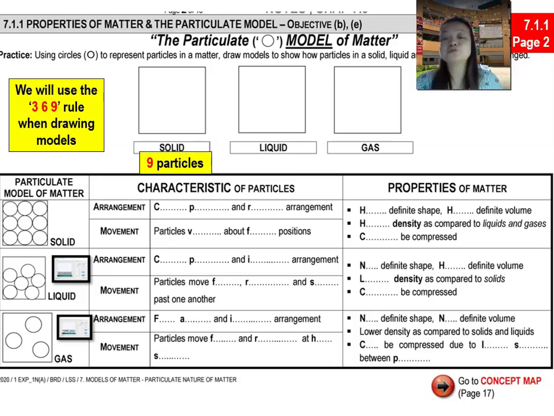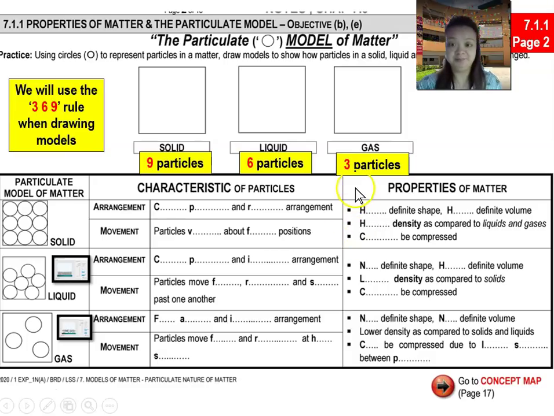Okay, to draw liquid particles, you must have 6 particles. And for gas, we usually have 3 particles. That's why it's the 3, 6, 9 rule. So now you are going to take your pencil and draw exactly what you see on the screen, which will represent either solid, liquid, or gas models.